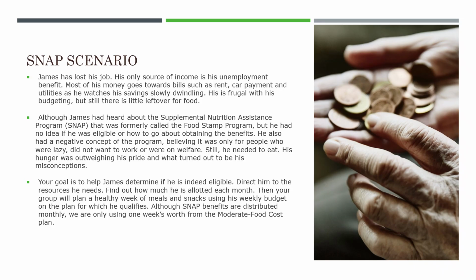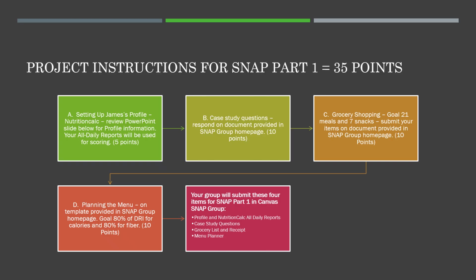For James, he is going to apply, but we need to help him figure out how to apply. And once he does, he will find out if he's eligible, and we will help him through this process. Now, the SNAP benefits are distributed monthly, which we'll see a little bit later on, but we are only going to be working with 1 week's worth from the moderate food cost plan. And again, a little more about that as we move on.